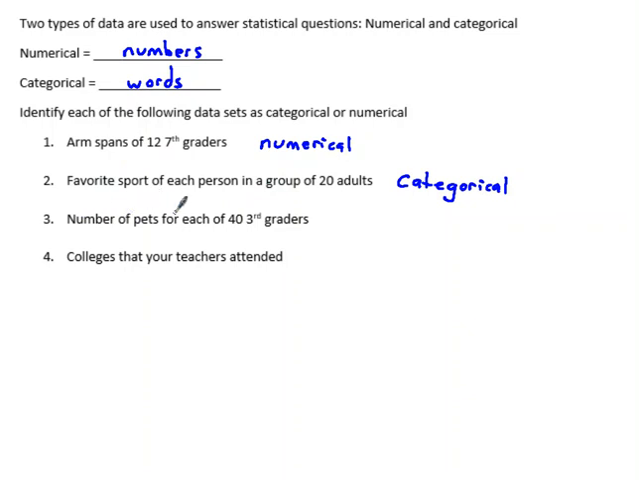Number of pets for each of 40 3rd graders. Now they didn't ask what kind of pet, that would be categorical, but because they said how many pets do you have, that is going to be numerical. Colleges that your teachers attended, that will be categorical because it will be a list of colleges. It is not a number.